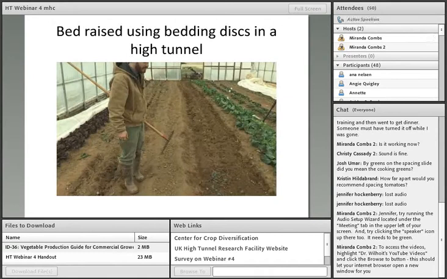And let's see, I'm sorry, I think I've mentioned the wrong video. This is another video of Aaron in the tunnel talking about how they do the beds.